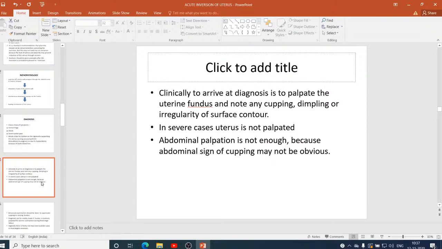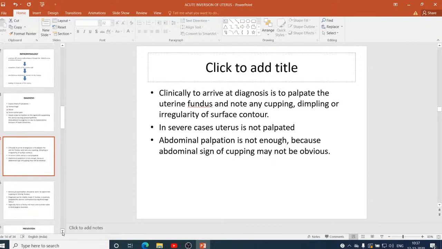Usually it is better to arrive at the diagnosis clinically, first by palpating the uterine fundus and noting any cupping or dimpling, or irregularity of the surface contour of the uterus. In severe cases, if the uterine inversion is complete, the uterus is not palpated per abdomen. Abdominal palpation is not enough because the abdominal sign of cupping may not be obvious all the time.